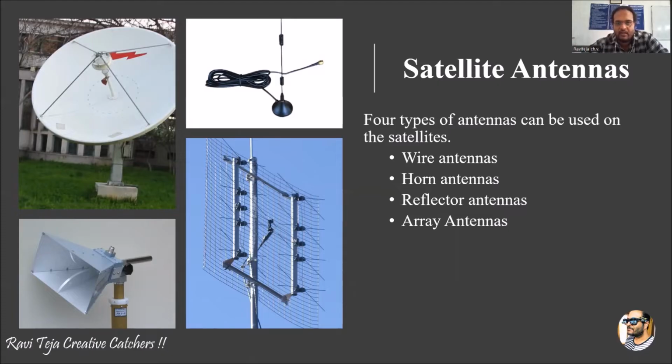In today's class we are going to learn about satellite antennas. Majorly four types of antennas can be used for the satellites. Those are wire antennas, horn antennas, reflector antennas, as well as array antennas. Let's see one by one what these wire, horn, reflector and array antennas are.